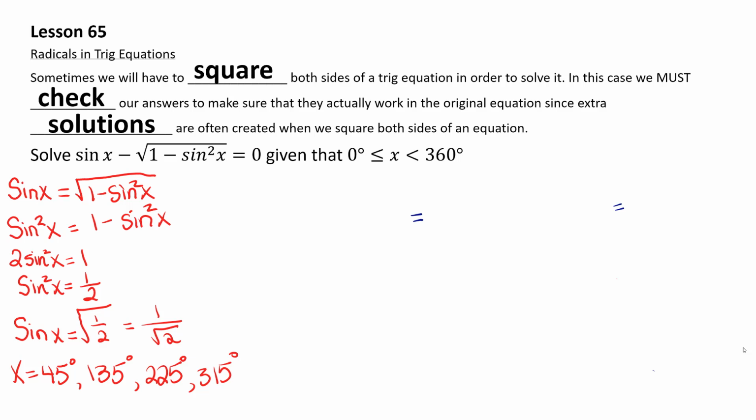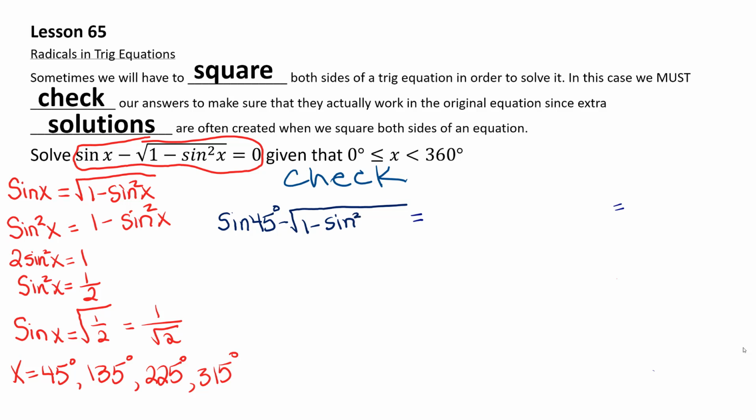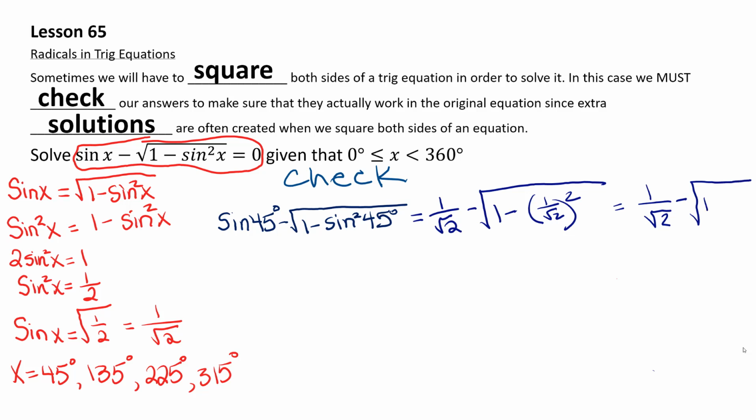Now, if we go back and check 45, for example, in the original problem, we would have sine 45 minus the square root of 1 minus sine squared 45. And so that would be 1 over the square root of 2 minus the square root of 1 minus 1 over the square root of 2 squared, which is going to be 1 over the square root of 2 minus 1 over the square root of 2, which will be 0. And that is true. That works. That actually is the solution of the equation. So 45 degrees worked.